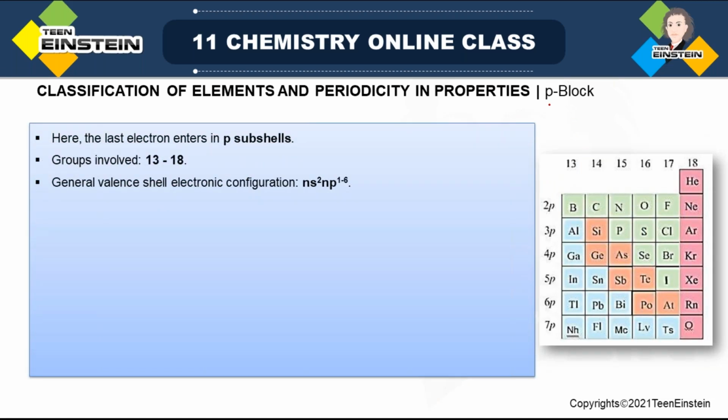Next is the p block. In the p block, it starts from group 13 and ends at group 18. A total of 6 groups are there. The last electron enters the p subshell, and that is the reason we have all these elements in the p block. Groups involved are 13 to 18, with electronic configuration ns2 np1 to 6. For group 13 it is ns2 np1, then for 14 it is ns2 np2. In this way, up to group 18, it ends at ns2 np6.